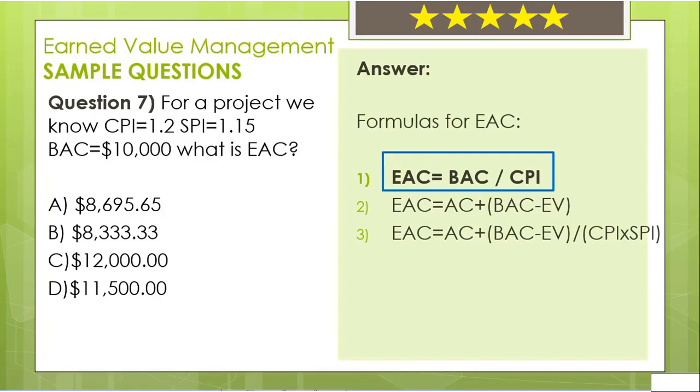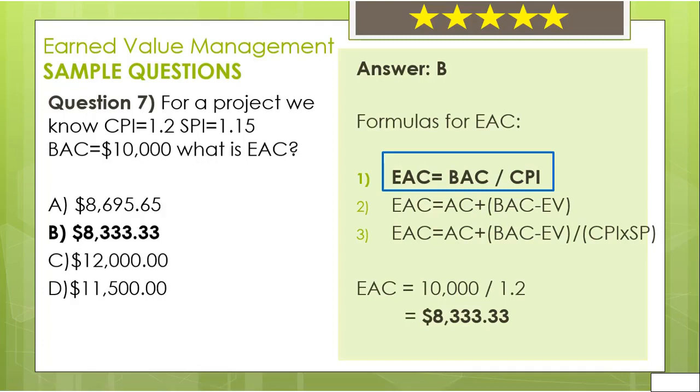Now, let's place the values into the equation. Estimate at completion equals 10,000 divided by 1.2, and the result is $8,333.33. Therefore, the answer is B.